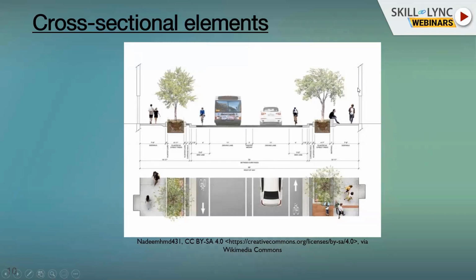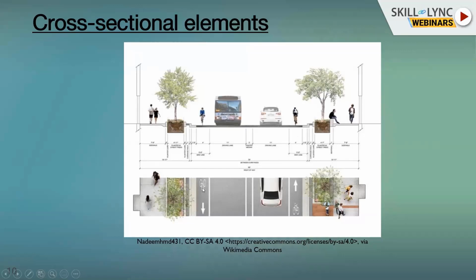Some people have the street lighting here. In our Indian cases, there is street lighting on the median. Those can all be a part of a cross section. So this is a typical cross section, just to help you understand the elements that will be there in a cross section.